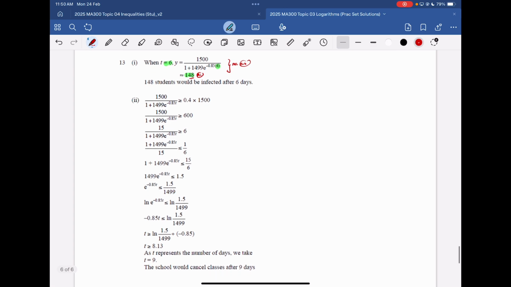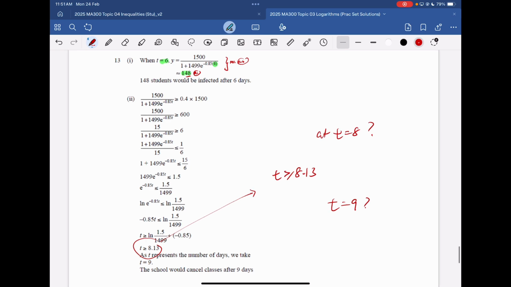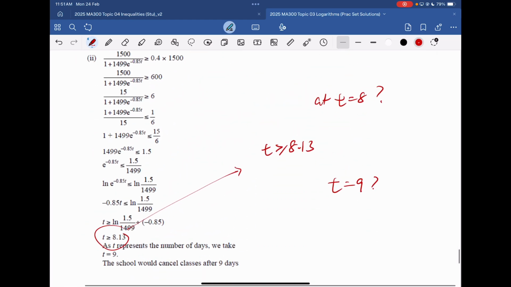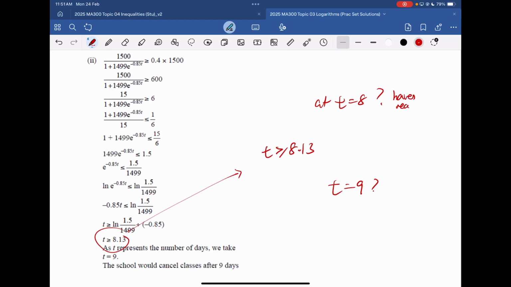Some of you might be thinking, when t is more than 8.13, is it t equals to 8 or t equals to 9? But you can see at t equals to 8, have I reached 40%? At t equals to 8, I haven't reached 40%. Am I right? But at t equals to 9, then I have reached. So that's my reason for rounding up and not down. Clear so far?